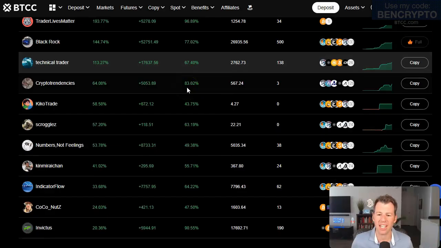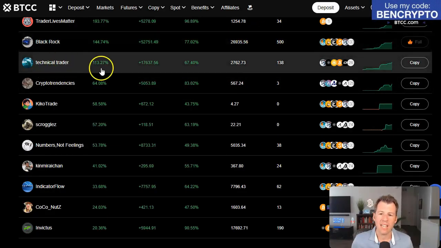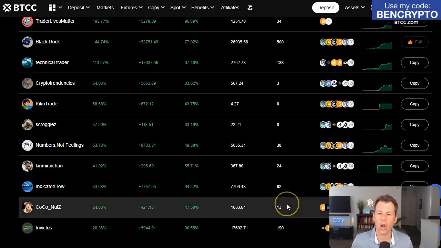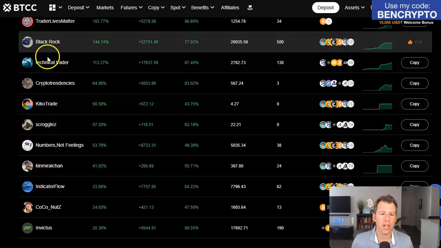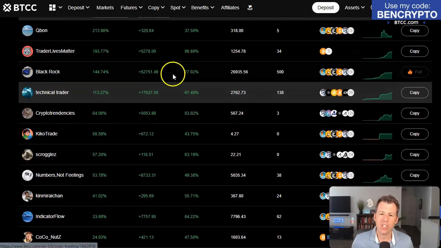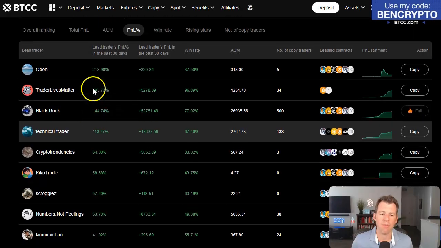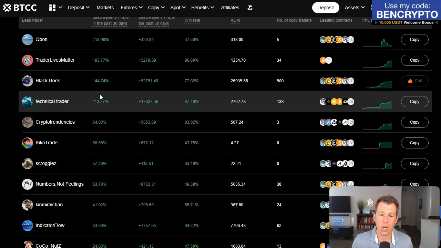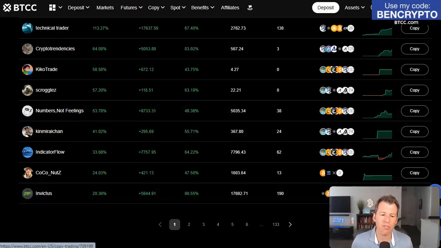Now, 3 traders that clearly stick out as having a lot of influence are BlackRock, Technical Trader, and Invictus. They all have 500, 138, and 190 people currently copy trading them. Now, Technical Trader, we can look at him, but his current assets under management are only $2,700, so he might be withdrawing some of his profits, because his 113% 30-day return did equate to $17,000 in his P&L, increasing in a gross percentage. So that's pretty good. But first, let's look at Invictus.